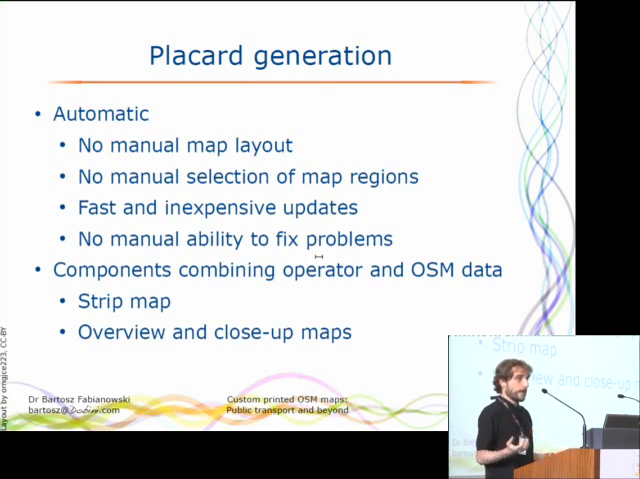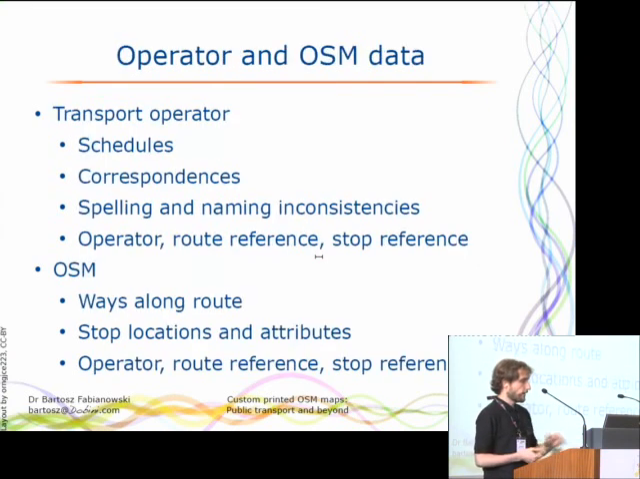So the gain we have is fast and inexpensive updates. At the press of a button, you get fresh, nice printouts. Of course, the problem with this is that it has to be very robust and very good because there's no potential to fix anything manually. We have some components that use only one data source, such as the schedule, it comes directly from the transport operator. And we have other components that combine the two. Those are the more interesting ones, like the strip map and our geographical maps that overlay one data source on the other. And now here's an example of what our results look like.